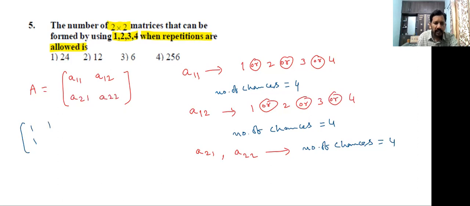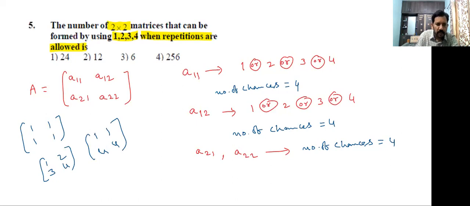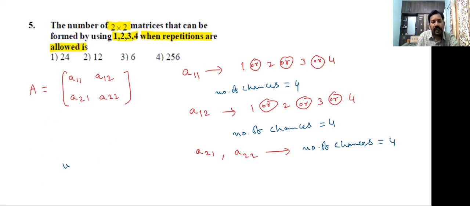For suppose, I will explain one example. 1, 1, 1, 1 is one matrix. 1, 2, 3, 4 is another matrix. 1, 1, 4, 4 is another matrix. Repetition is allowed. How many of these types of matrices are possible? I am going to explain in a different manner. Each place, how many chances are there? Each place there are 4 chances.